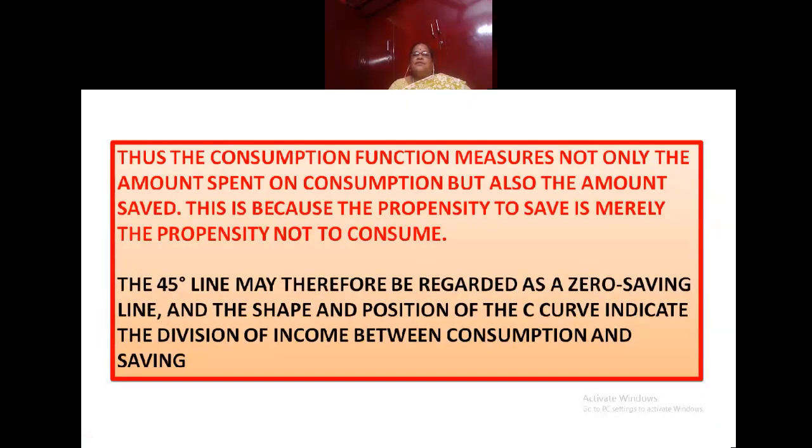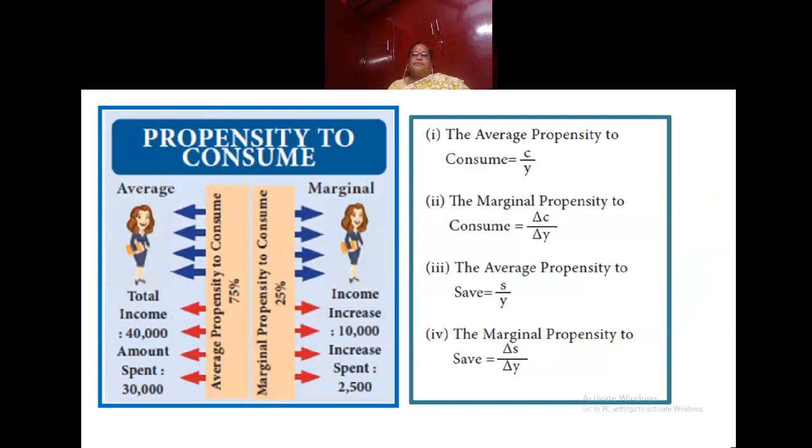Thus, the consumption function measures not only the amount spent on consumption, but also the amount saved. This is because the propensity to save is merely the propensity not to consume. The 45-degree line may therefore be regarded as the zero saving line. That is, there is 120, 120, consumption also 120 and income also 120. And the position of the curve indicates the division of income between consumption and saving.